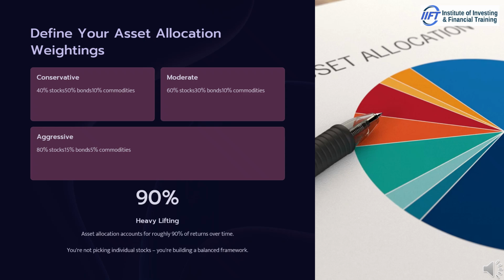But the key is that the mix does most of the heavy lifting, and studies have shown that asset allocation accounts for roughly 90% of your returns over time. So you're not picking individual stocks, you're building a balanced framework, and if you get this right, the rest becomes much, much easier.